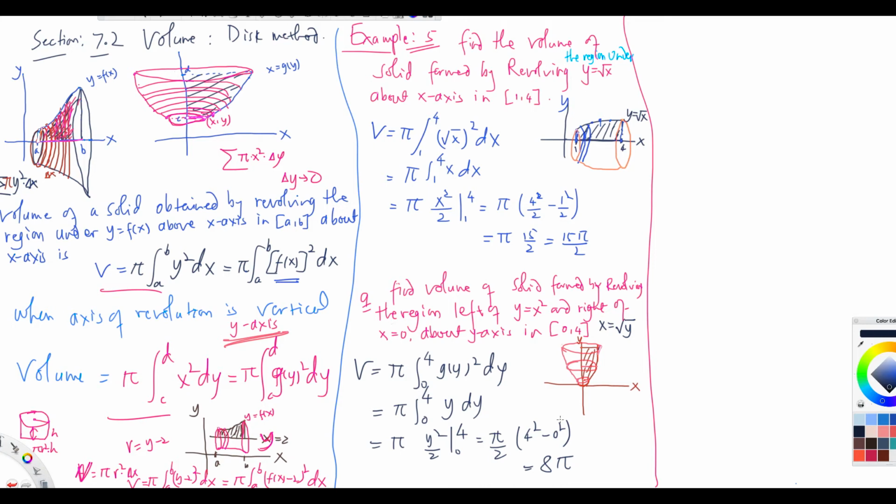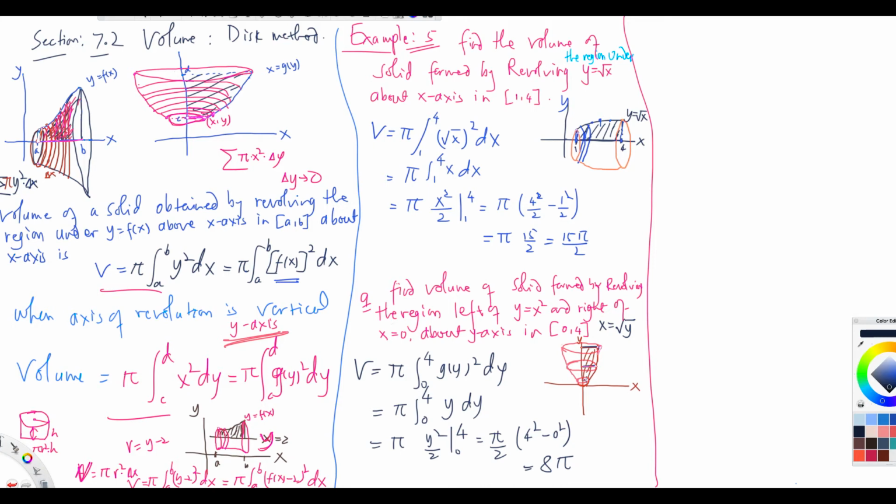So here I am rotating that shaded region around the y-axis. In that case, the formula is pi r square, again the area of the circle, but r is the x coordinate. So for each point, the x coordinate is the radius. For this disk, the x coordinate is the radius. For this disk, the x coordinate is the radius.